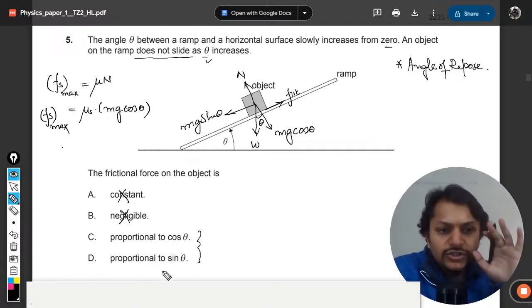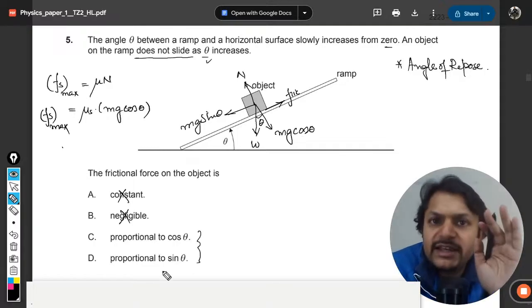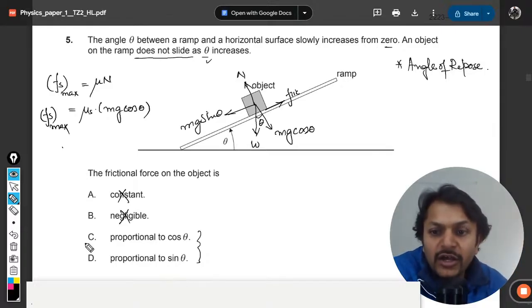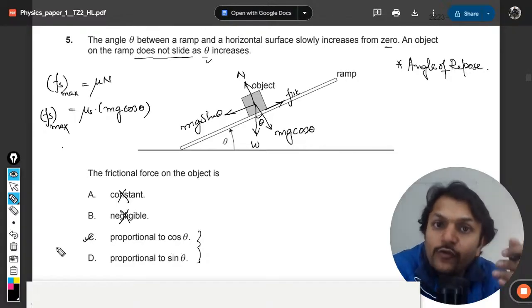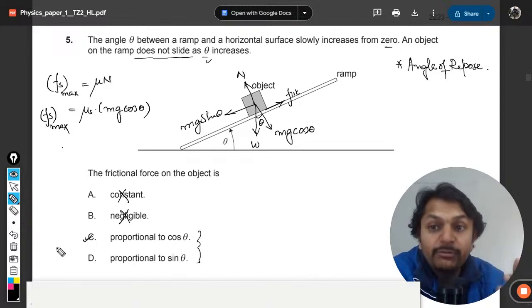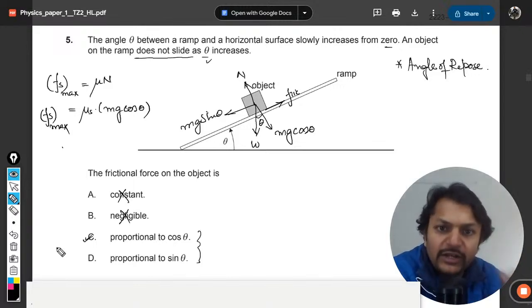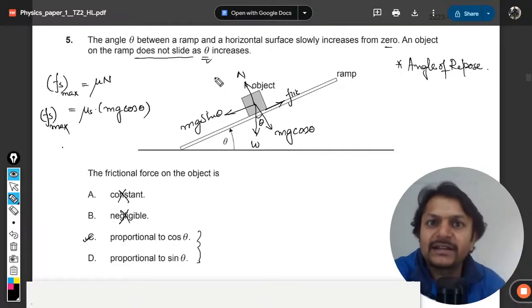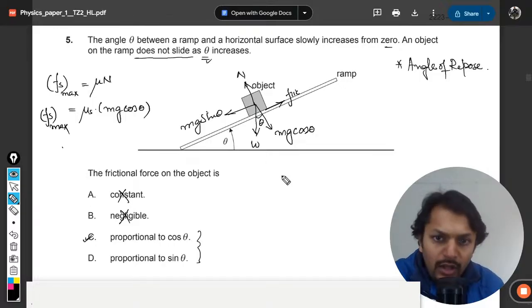My dear students, try to understand this. We can clearly see that the friction is directly proportional to cos theta, so there is a chance that you will definitely go for point C, but C is not the right answer. Let me tell you why. Because this theta is not theta max.